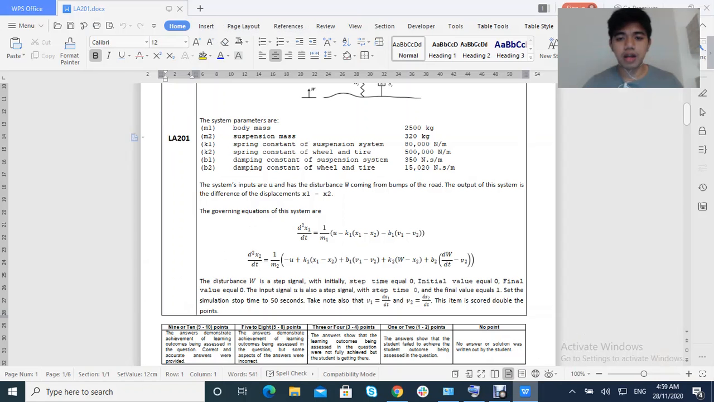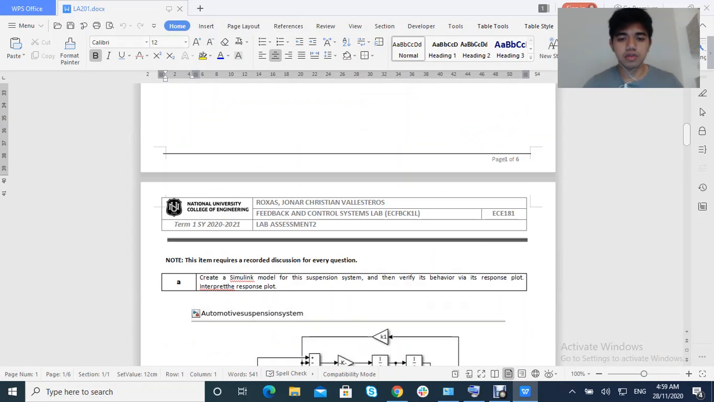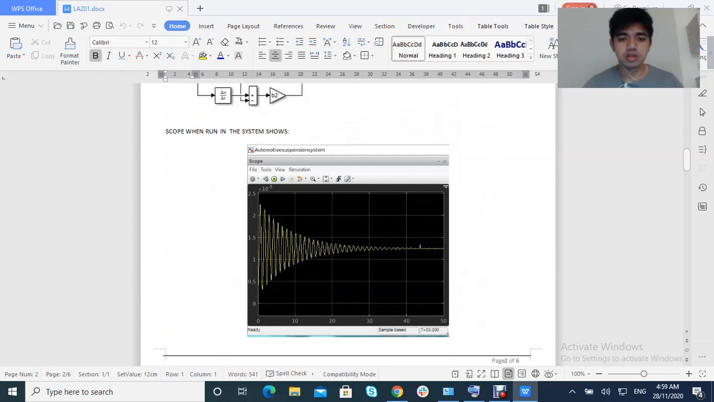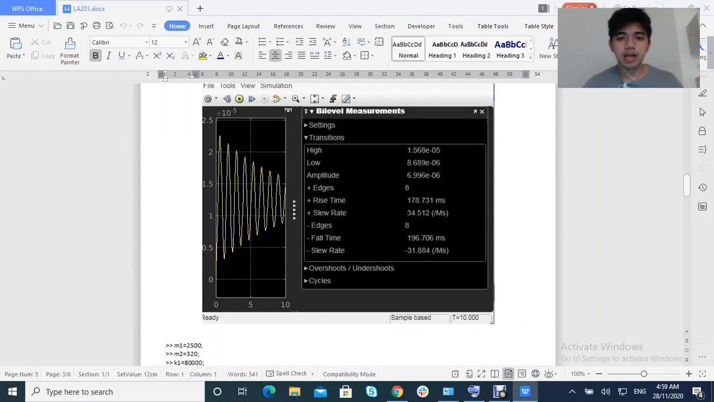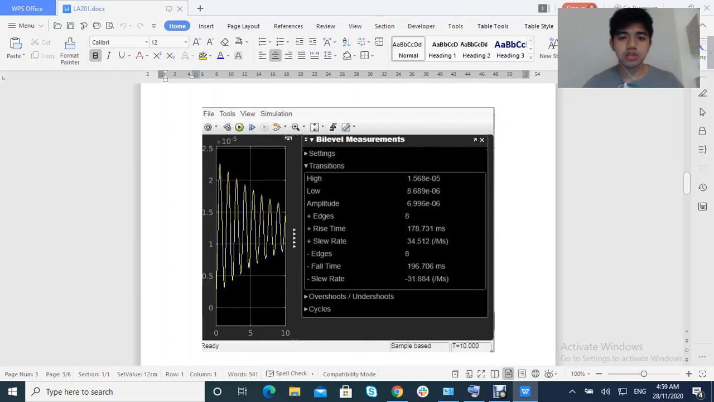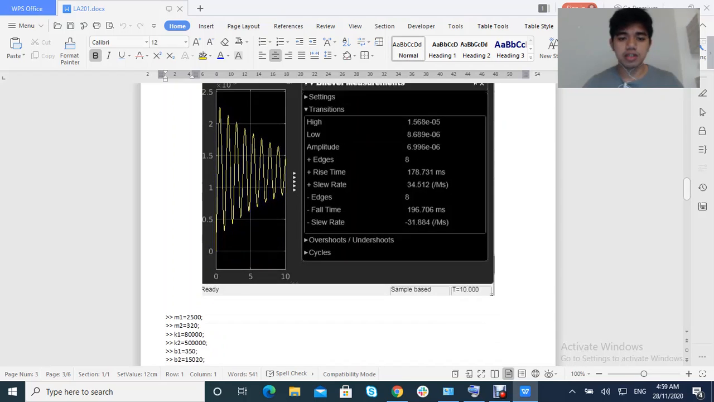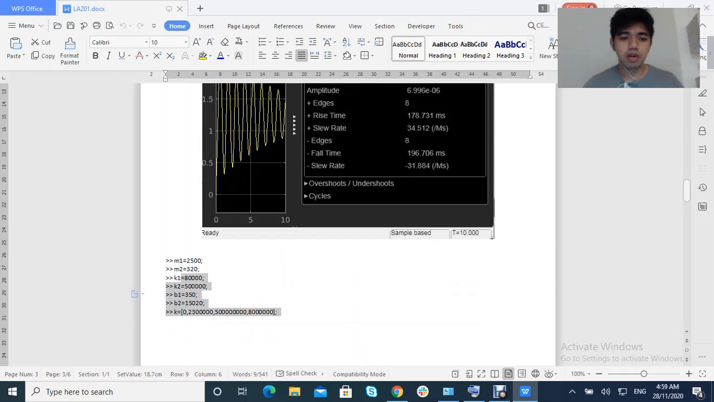And if you run it, you can see this value. As you can see, the transition high is 1.56 and its low is 8.69. I also showed you the bi-level measurement so that you could have a better knowledge of the simulation. This is what you should write in the command window so that you can access the simulation properly.